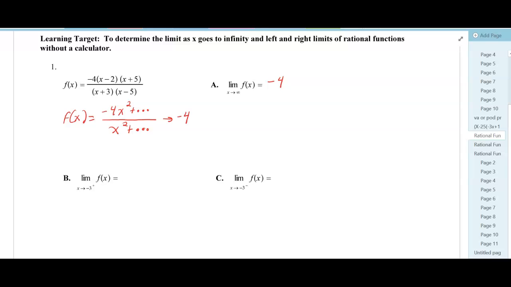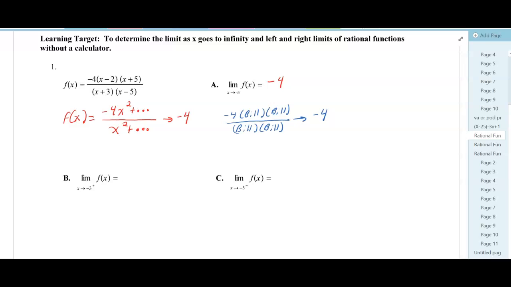The second way people like to do this problem is plug in a large number. So negative 4 times a billion times a billion, and in class we talked about how the negative 2 and the 5 are relatively small, divided by a billion times a billion, and again you can see that that goes to negative 4.